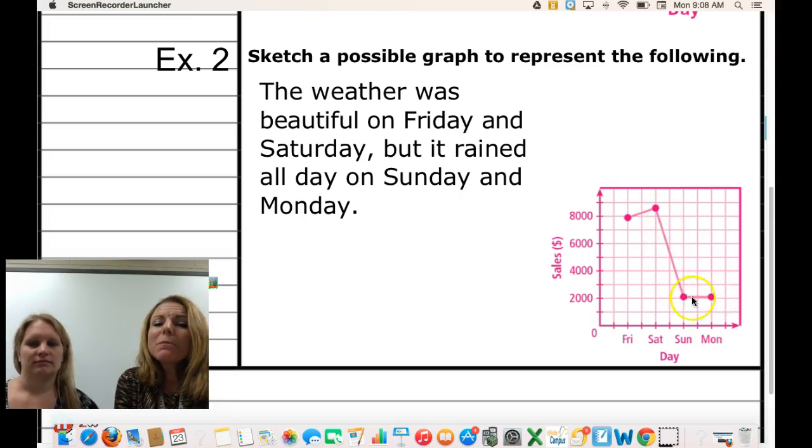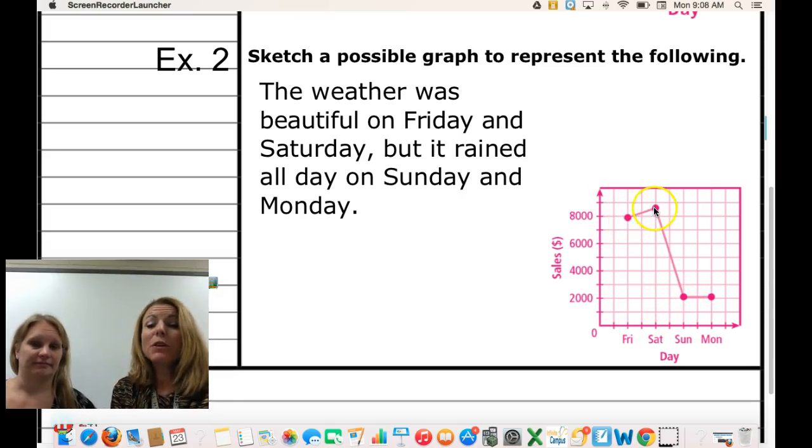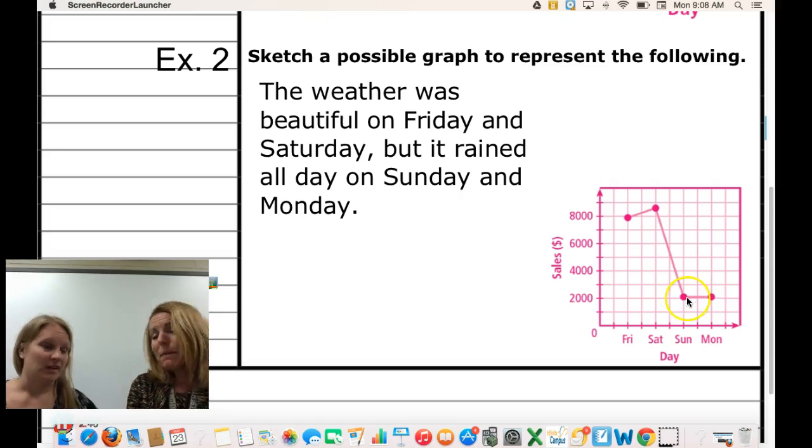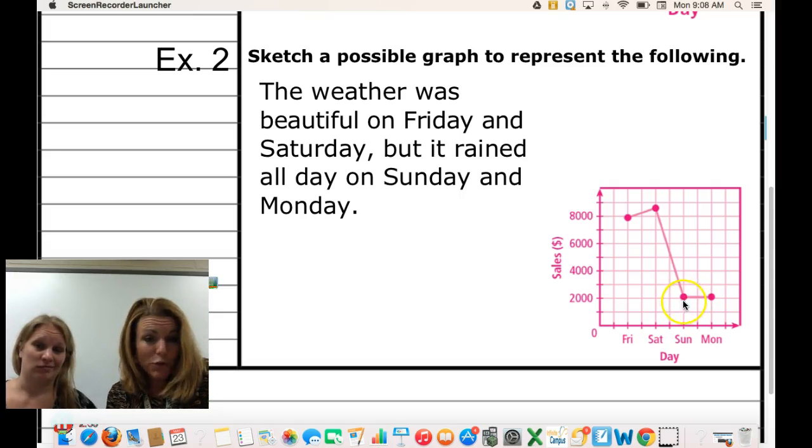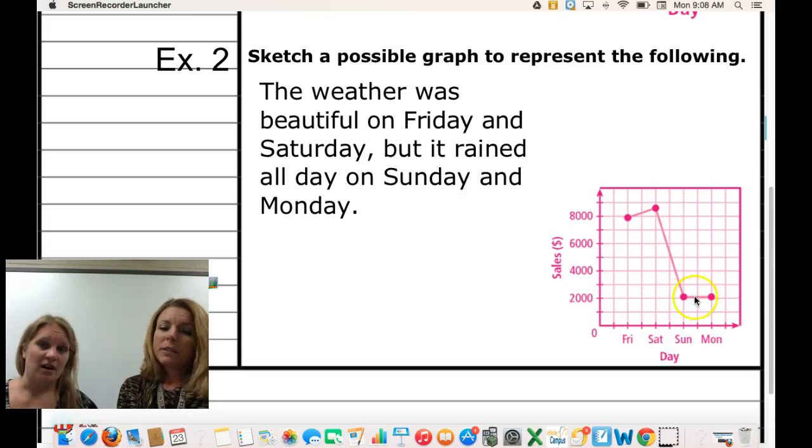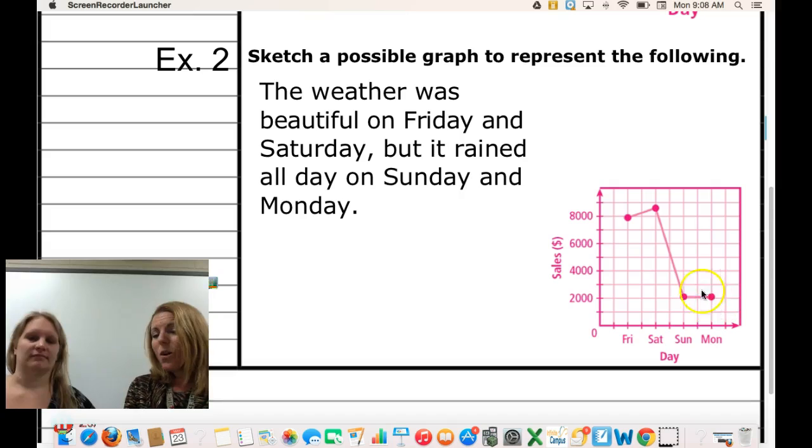Again, think of an amusement park, think of Valley Fair. If the weather's beautiful, you're going to have a lot of people there Friday and even more Saturday because people don't work. But then the sales are going to really drop on Sunday, which is common sense. I'm not going to go to Valley Fair if it's raining. I know some of you diehards might. Some people do, and that's why there are some sales. Notice the sales on Monday are just as low as Sunday.